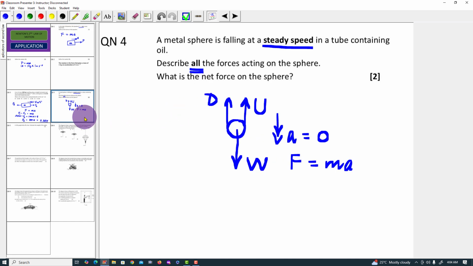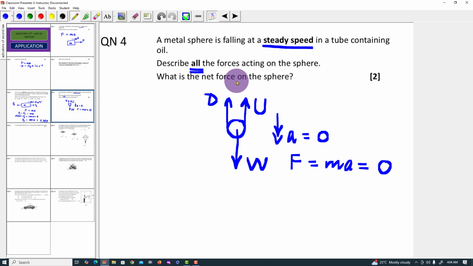For example, here, there are three forces which are acting on the object. From this equation, since the speed is steady, that is, it is moving with constant velocity vertically downwards, then the acceleration is 0. If the acceleration is 0, you multiply 0 by whatever mass, this is the mass of this particular sphere, you're going to get a resultant force equal to 0. So the net force is 0.